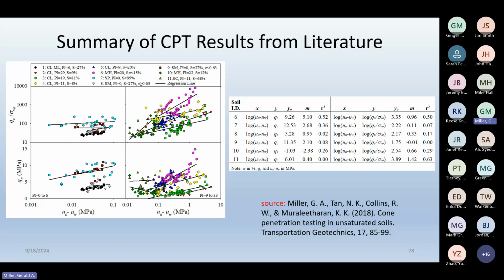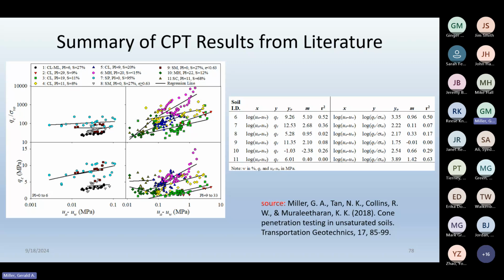I think there was 11 different sites. The nice thing was it included some sands. And so this plot shows normalized QC and then QC down here for sandy materials. And you can see that QC increases with suction, but if you normalize by vertical stress, the increase is not as much. It's almost flat. So this tells you the suction is not as critical for sands as it is for clays.